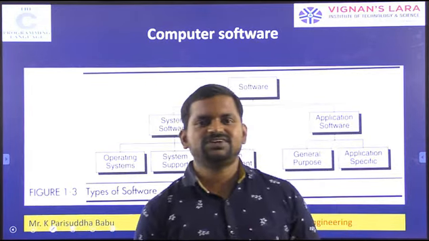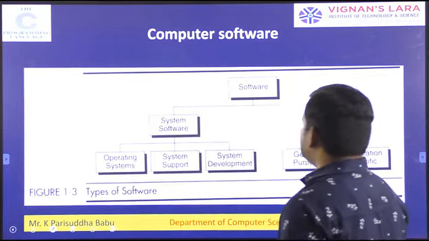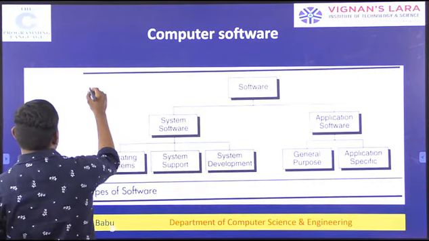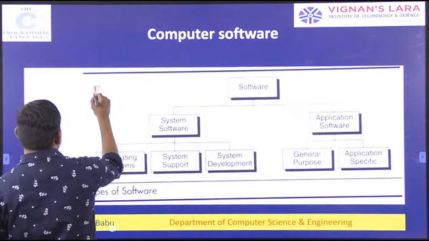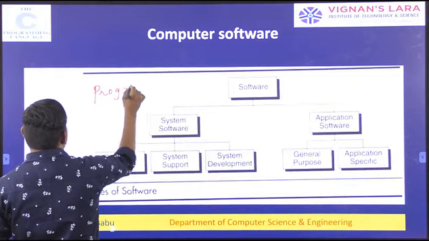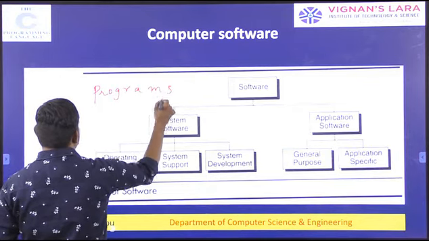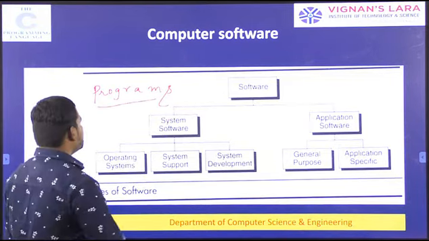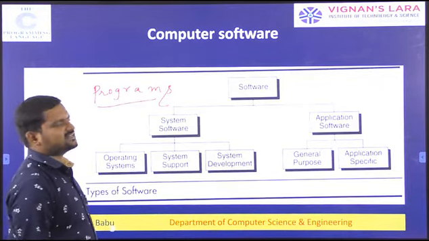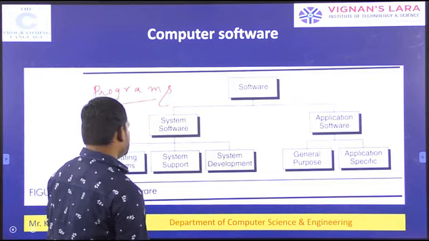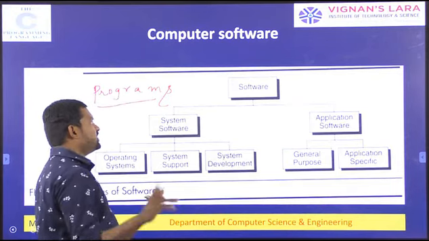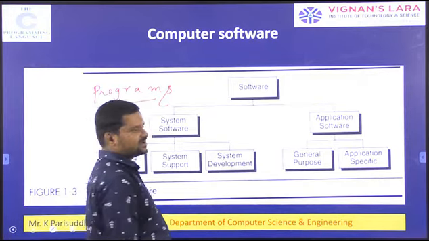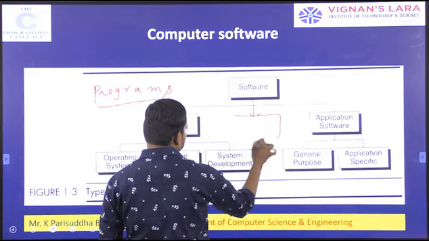Move to the software. What is software? Software is simply a collection of programs, a collection of programs or instructions, a set of instructions. Software will be divided into two categories, maybe three categories. Utility software is also there, the third category, which is not mentioned here.